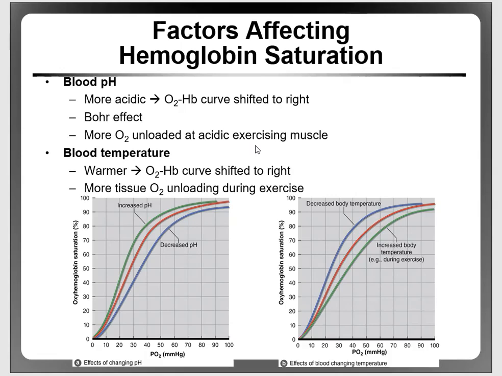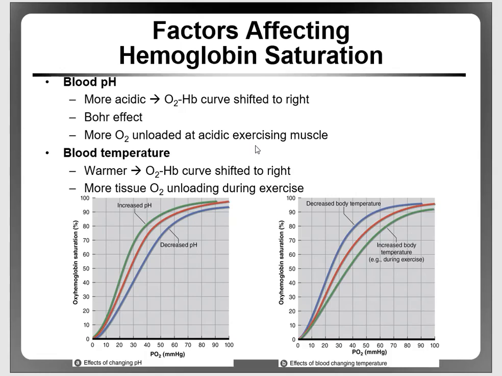At the tissue level, during exercise, that pH is lower. It's going to cause that oxygen to dissociate from the hemoglobin because it's becoming acidic, enhancing the supply of oxygen to those tissues. So with exercise, the ability to unload oxygen to the muscles is going to increase as the pH decreases or becomes acidic. Now, what about temperature?